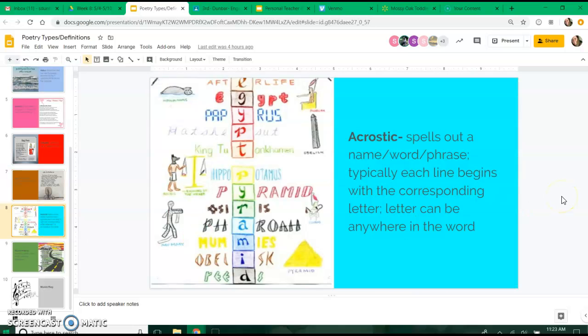You have an acrostic, which spells out a name, word, or phrase. Typically each line begins with a corresponding letter, but the letter can be anywhere in the word. This one is Egypt pyramids, and if you notice, the author didn't start with an E right here. They put it in the middle of the word. With the Y in pyramid, he chose pyramid here, hippopotamus here, Pharaoh here for the A. So you see how that's done. If you choose acrostic, I don't want you being basic. You need to be a little bit more than basic.